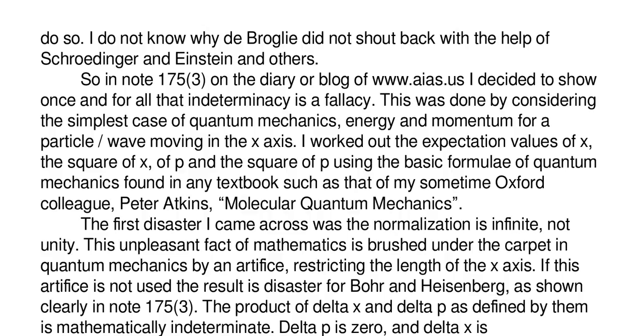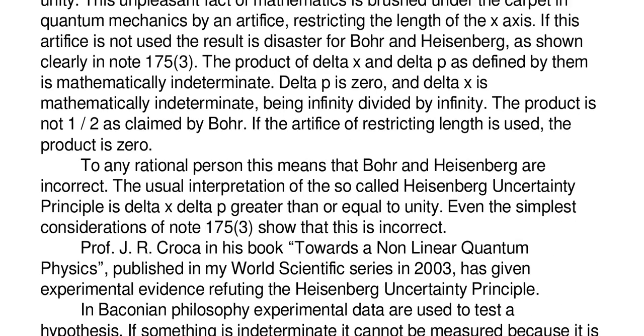This unpleasant fact of mathematics is brushed under the carpet in quantum mechanics by an artifice, restricting the length of the x-axis. If this artifice is not used, the result is disaster for Bohr and Heisenberg, as shown clearly in note 175.3. The product of delta x and delta p, as defined by them, is mathematically indeterminate. Delta p is 0 and delta x is mathematically indeterminate, being infinity divided by infinity. The product is not half as claimed by Bohr. If the artifice of restricting length is used, the product is zero. To any rational person, this means that Bohr and Heisenberg are incorrect.